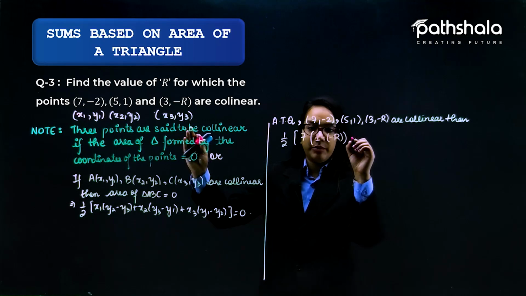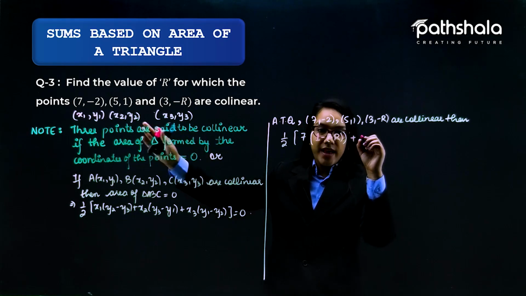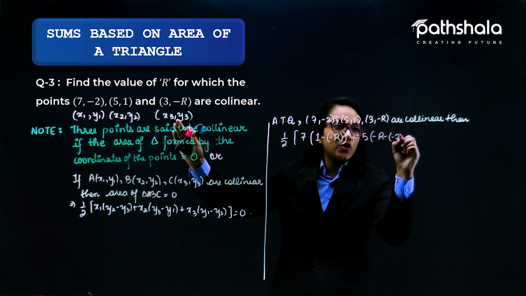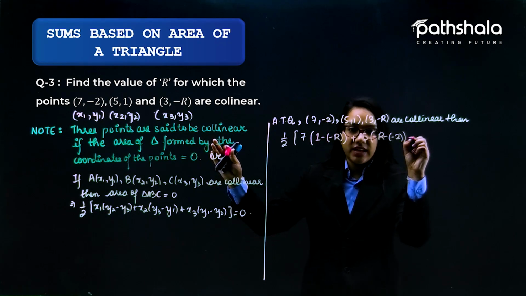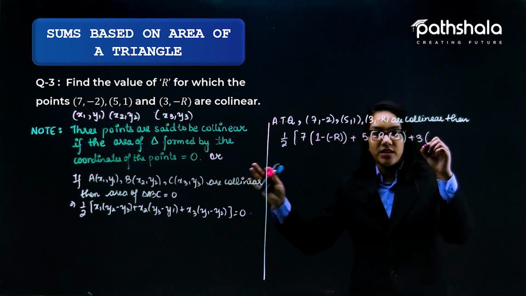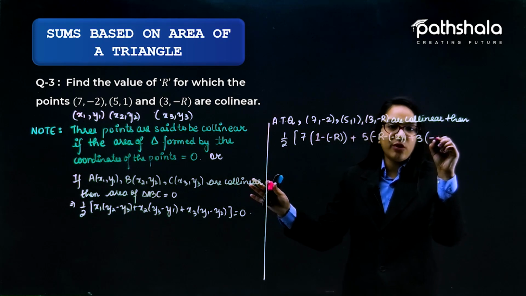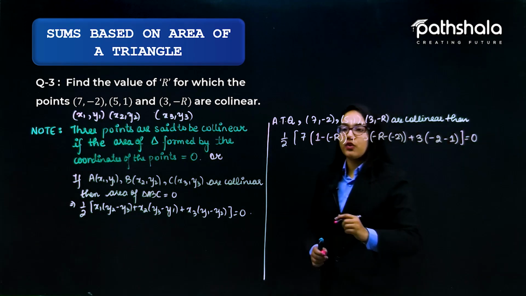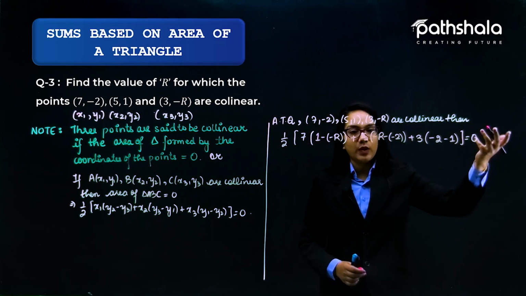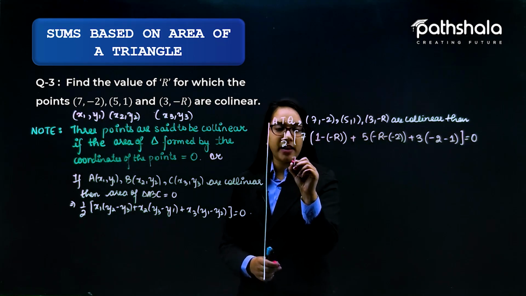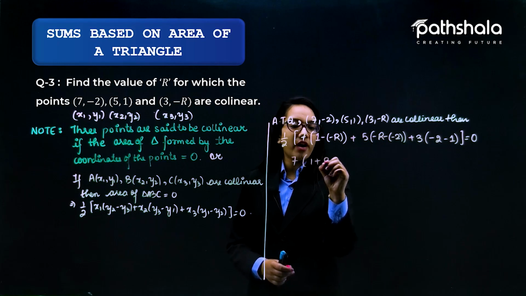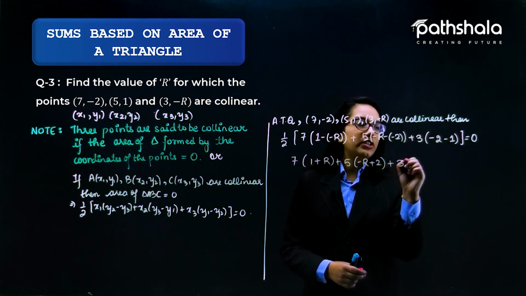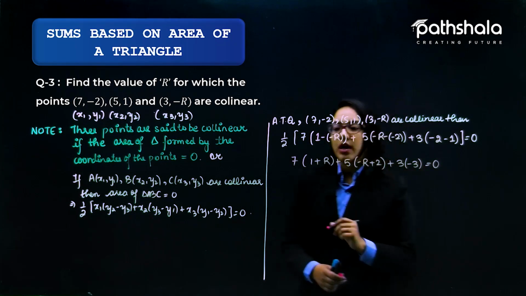Now let's move on further. Plus x2. We have x2 as 5. Further we have y3 minus y1, which means minus r minus of minus 2. Further we have plus x3. x3 is 3 and we have y1 minus y2, which is minus 2 minus 1, is equal to 0. If I take half to the other side, this would be equal to 0. So we are getting 7 times (1 plus r) plus 5 times (minus r plus 2) plus 3 times (minus 3) is equal to 0. Now let's sort it out.